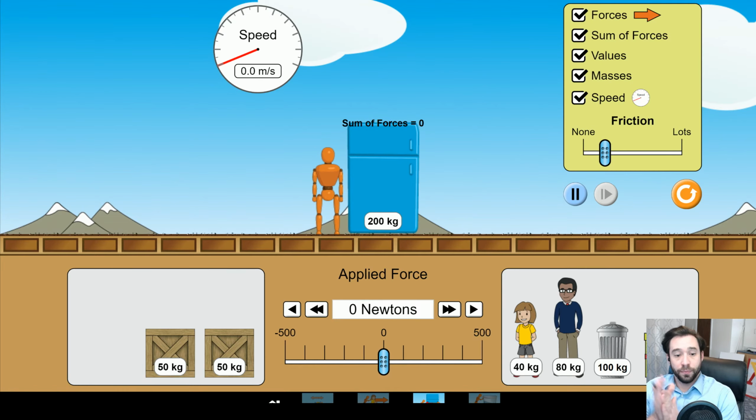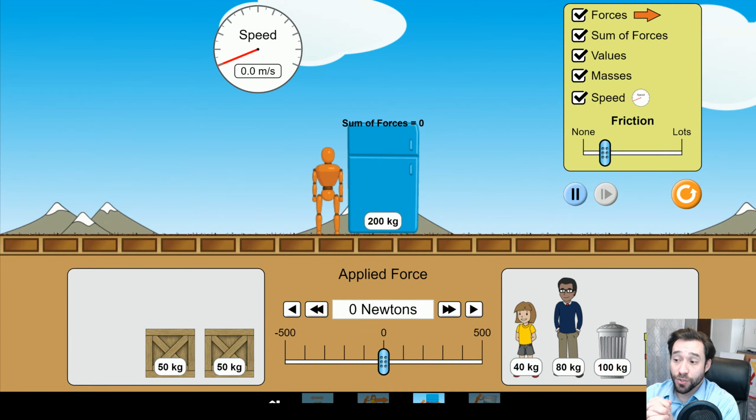All right. So here is the problem that we're going to be doing today. The scenario is I have a 200 kilogram refrigerator, and I want to figure out what the coefficient of static friction is when I'm applying a force to the refrigerator.